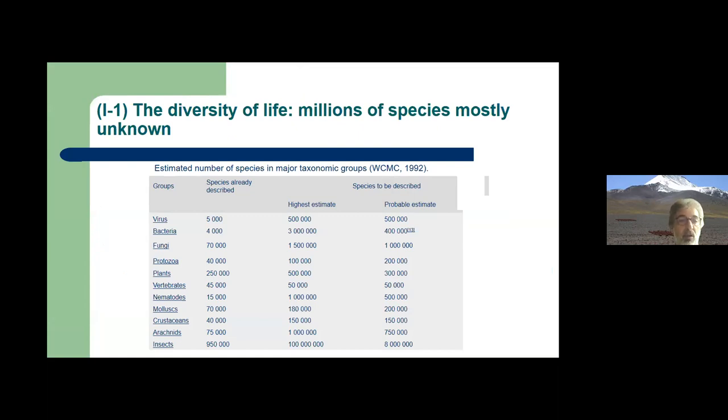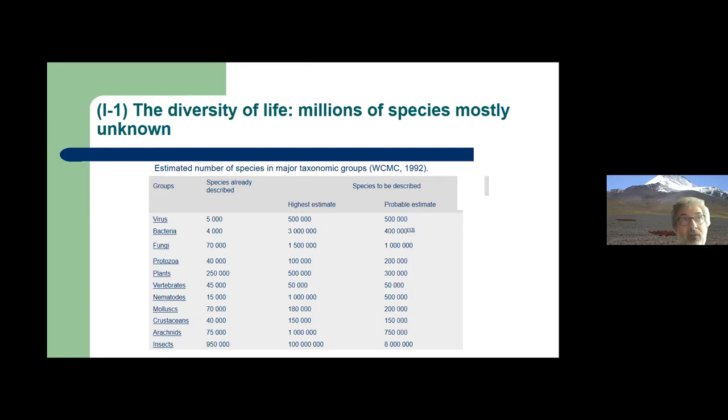And in the different groups, for example, for viruses, we only know 5,000 species already described. But the estimated number of viruses in this group is more than 500 million. So we know nearly nothing about this group. It's different for vertebrates, for example, because the number of species already described is more or less 45,000. And the estimation of the species to be described at global level is more or less 50,000. So it is not the same for the different groups.